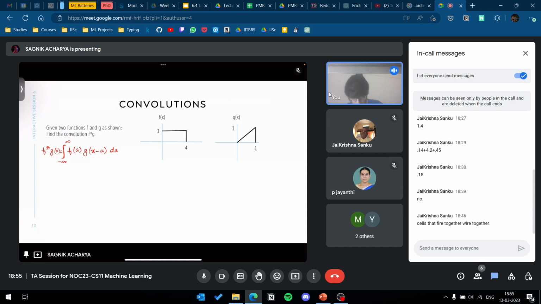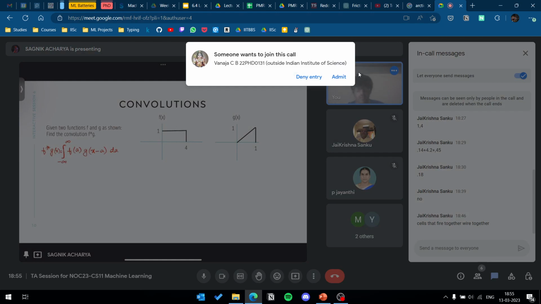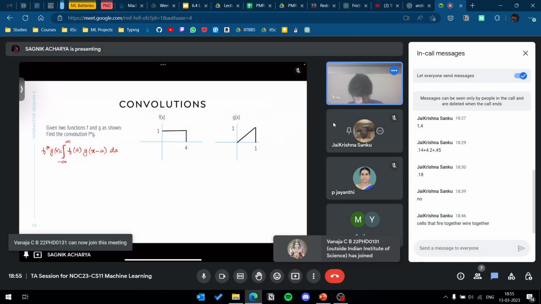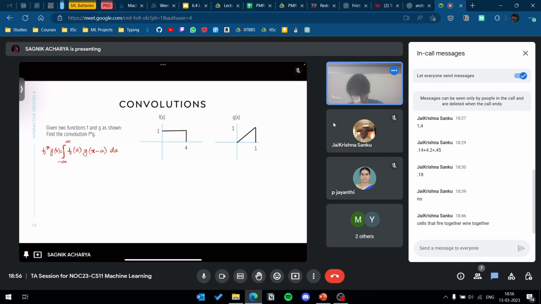So the way to do it is, I want to find f star g, right? For that, I'll keep f like this. Whatever graph you see here for f of x will remain the same. For g of x, I'll make the graph of g of minus x. So this is minus 1, this value is 1, right? So this is 1, this is g of minus x.